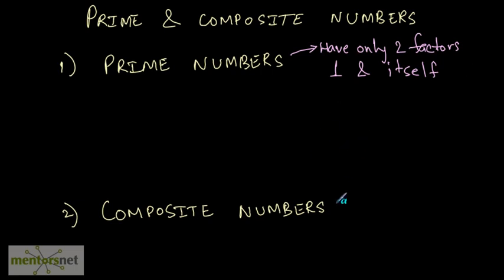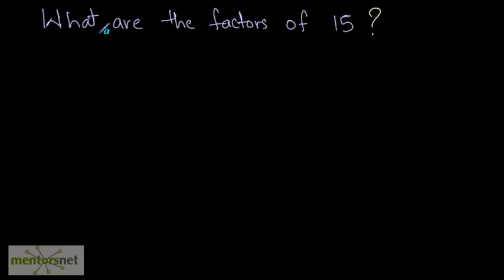And composite numbers are those numbers which are not prime. So the numbers which are not prime are composite numbers, and the numbers which have only two factors, 1 and itself, such numbers are prime numbers. So you must know how to calculate factors in order to determine if a number is prime or not. So for that I have a question.